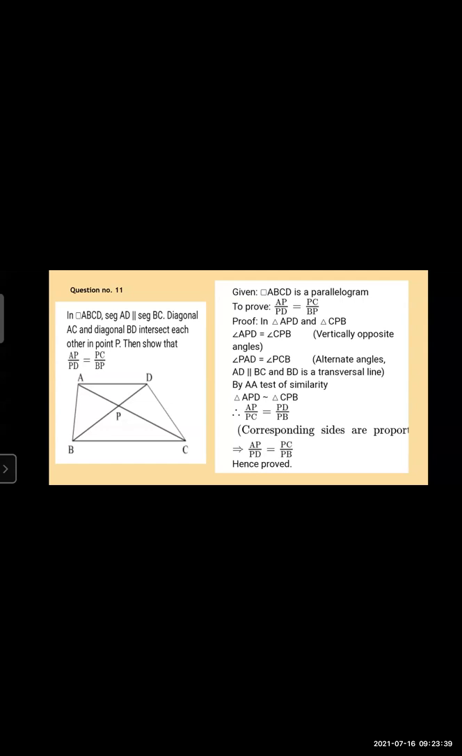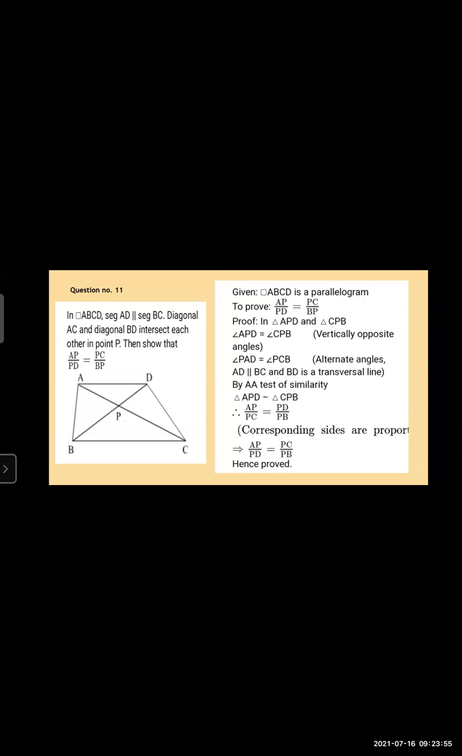Okay. Now first, write down the given condition. Quadrilateral ABCD is a parallelogram. To prove AP by PD is equal to BC by BP. This is the given and proof condition. Now here we start our proof.